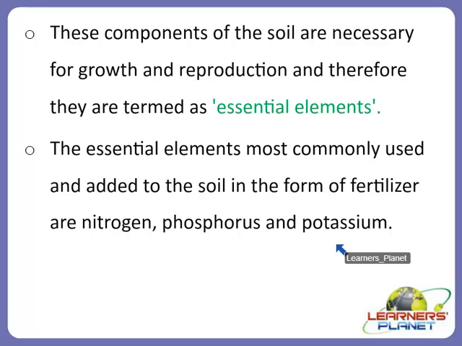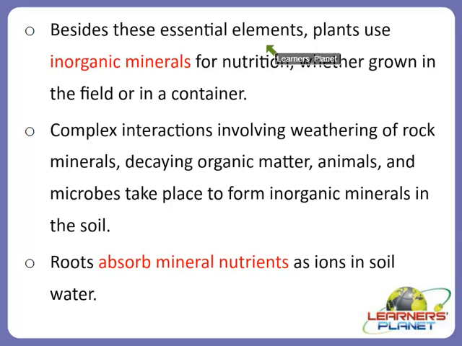So mineral nutrition is the mineral elements which are obtained by the plants through water, air and soil. These essential nutrients are of very much importance. Now you must be knowing that besides these elements there are other elements which are also essential. So let us see. Besides these essential elements, plants use inorganic minerals for nutrition, whether grown in the field or in a container.